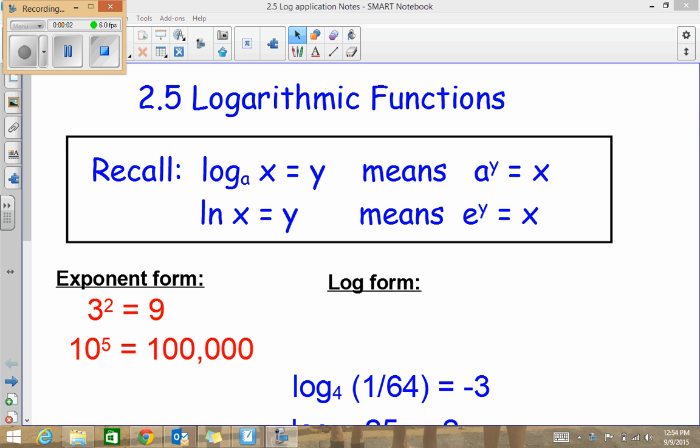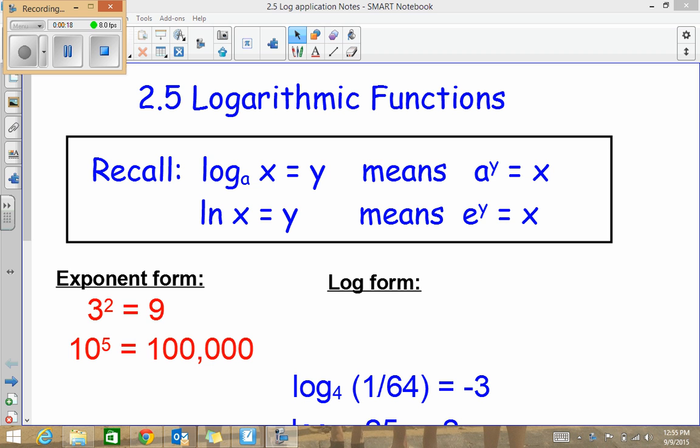Hello, girls. Today we're going to finish up Chapter 5 with Section 2.5, Logarithmic Functions. And again, this is just kind of an overview and review for you guys from last year.